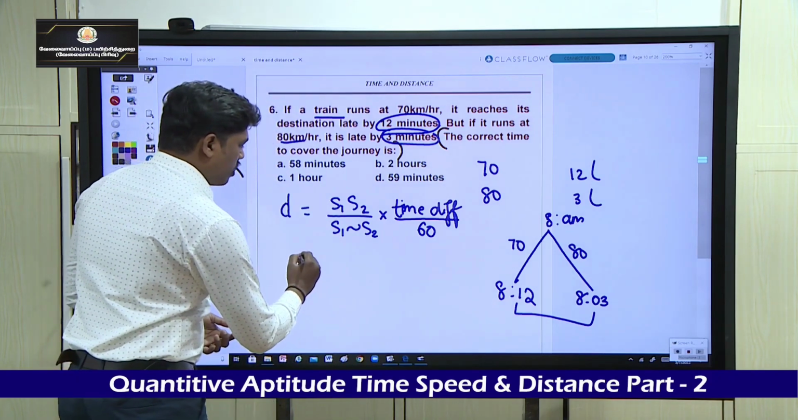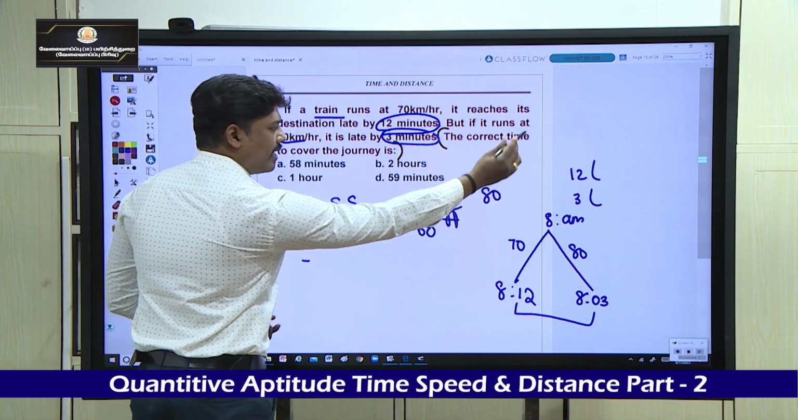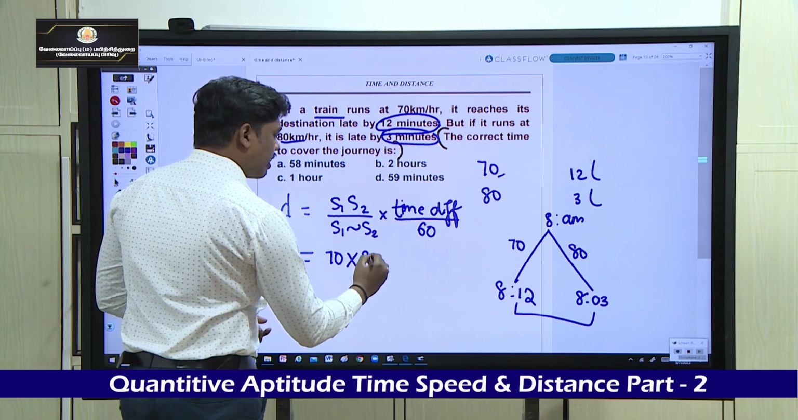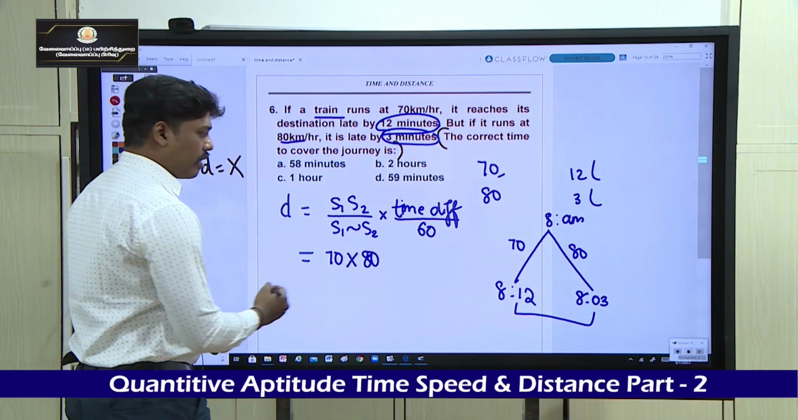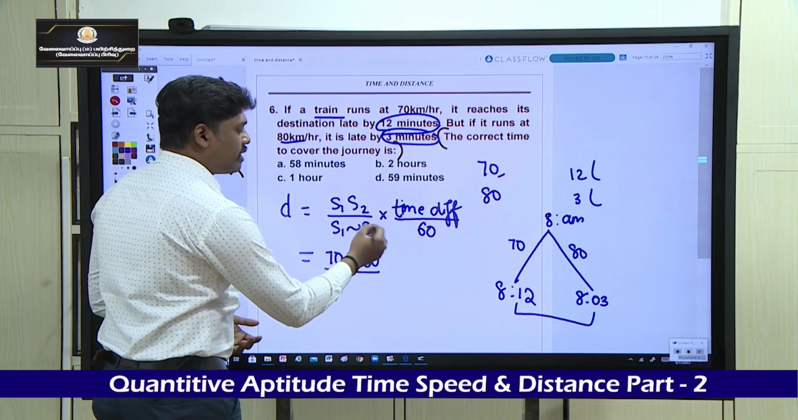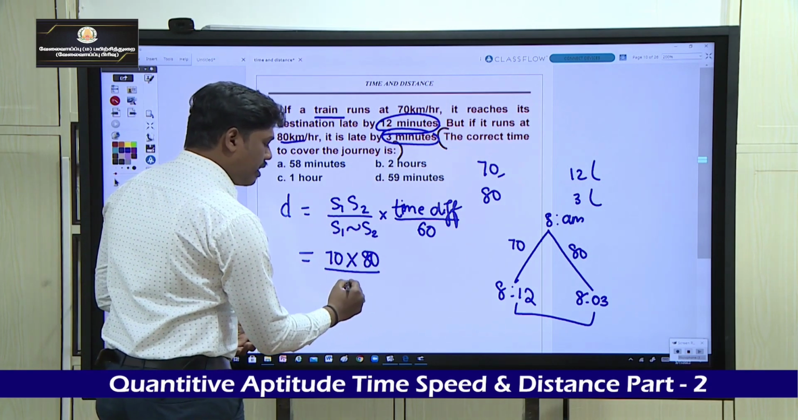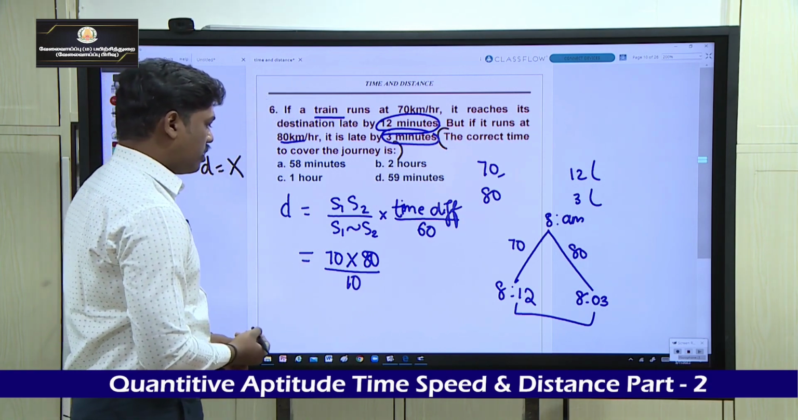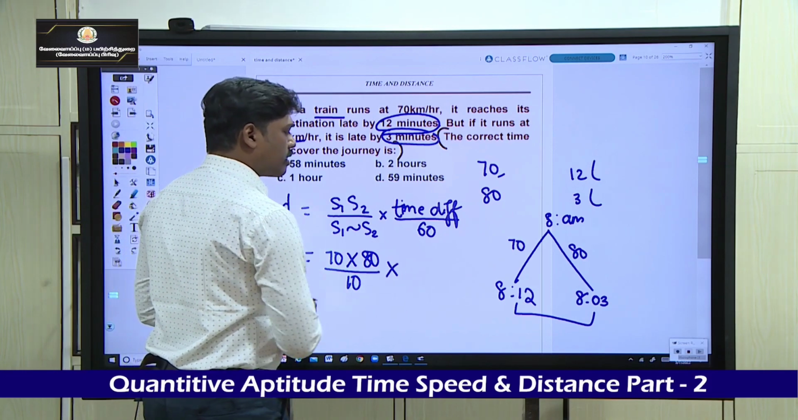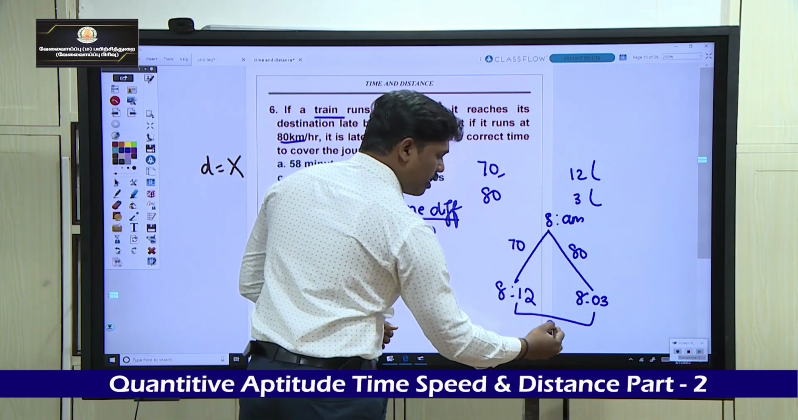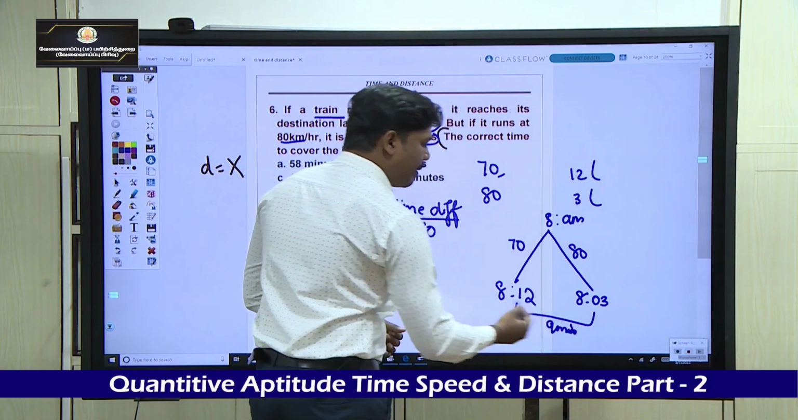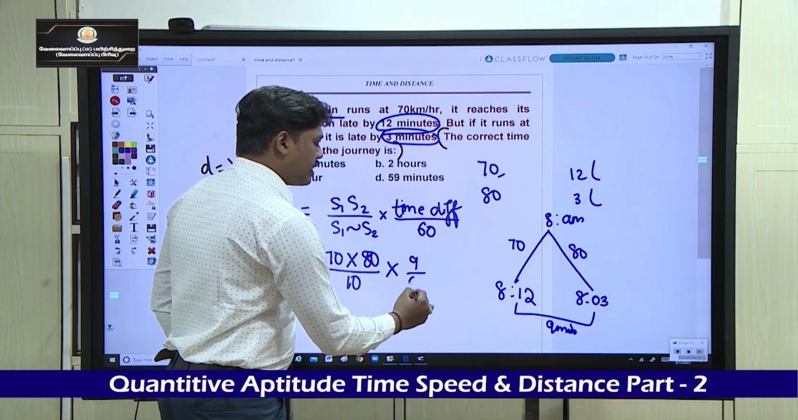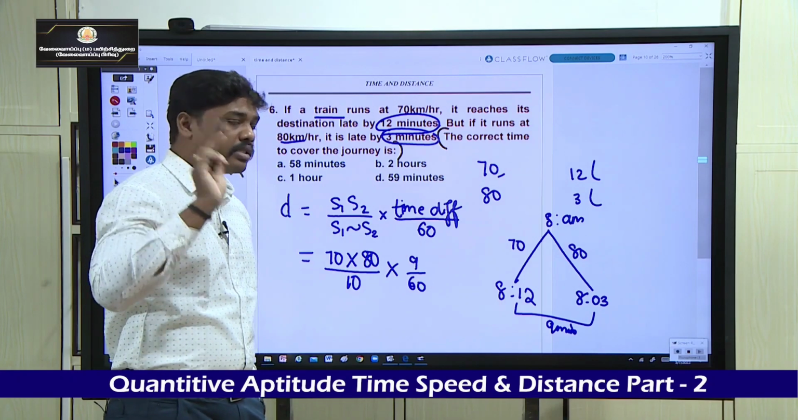Okay. So, what is speed 1 here? 70 km per hour. So, 70 into speed 2, which is 80 km per hour, divided by S1 difference S2, which is 70 minus 80, you will be getting 10. Difference you have to get in positive terms. Into time difference. What's the time difference we got here? 9 minutes is the time difference. So, 9 divided by 60. I am converting to hours.